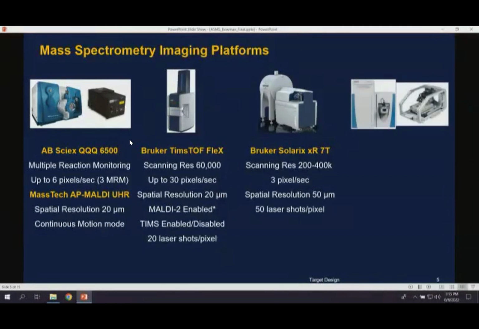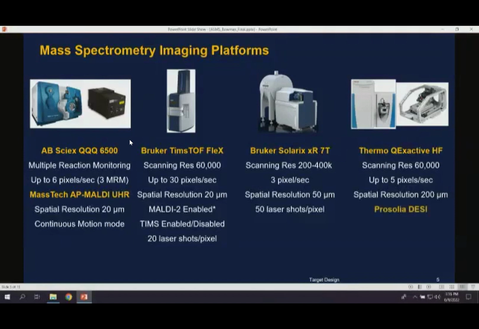And then sort of the dark horse candidate for us, this is a Prosolia DESI source that we attached to an Orbitrap Q Exactive. This was also run at a scanning resolution of about 60K. This gets about 5 pixels per second with a spatial resolution of only 200 microns. So significantly larger pixel sizes than we would necessarily want going forward, but this was an opportunity for us to look into the advantages of DESI, which should theoretically have better extraction efficiency.